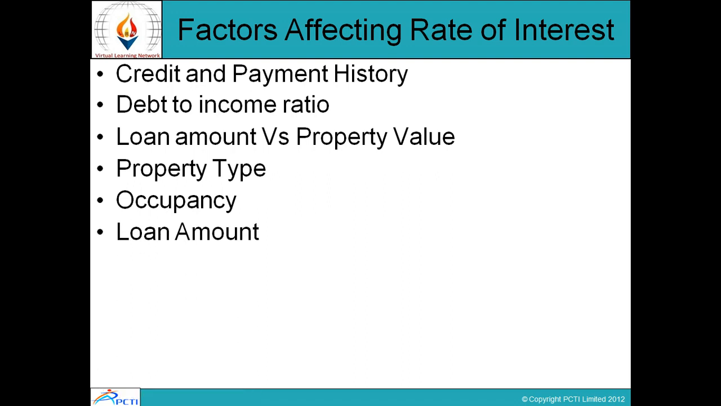Next is loan amount. Sometimes the amount of money you borrow makes a difference in your interest rate. Just as buying in bulk might reduce the price paid per unit, borrowing larger sums of money might result in discounted interest rates.